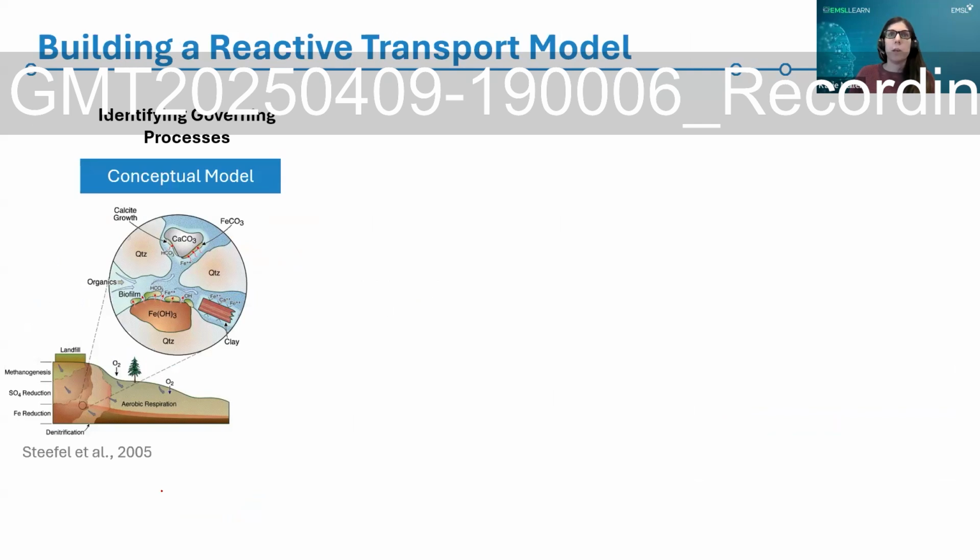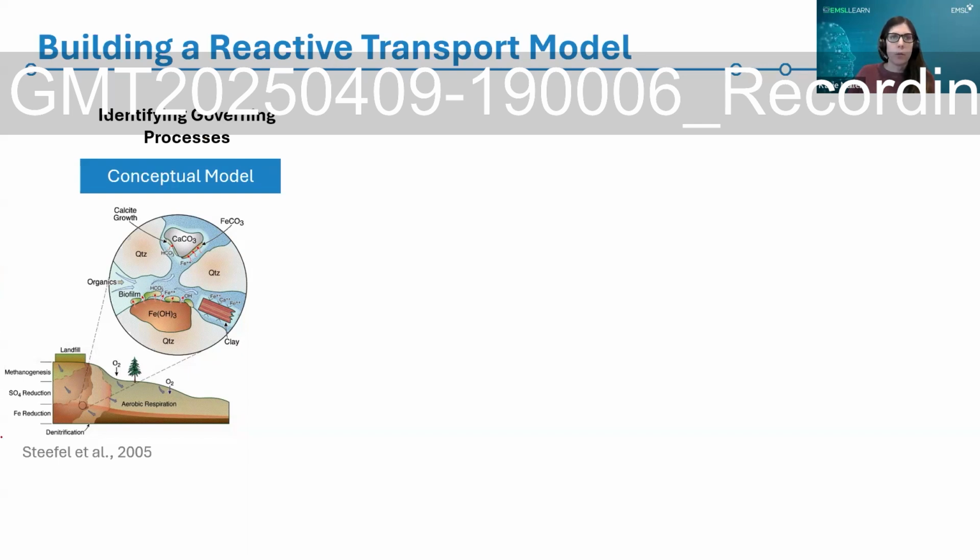Okay, so in order to build any reactive transport model, you first need to start with a conceptual model. A conceptual model is really a general idea of what's happening in your system. It identifies those governing processes. And I really like to think of your conceptual model as like a whiteboard drawing. Where are your main processes? You have those all sketched out, and then you have arrows showing how the system components are interconnected.